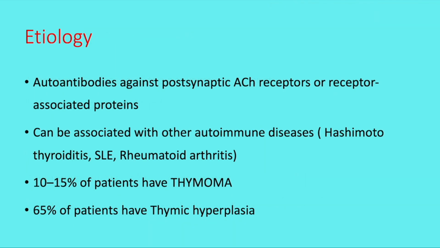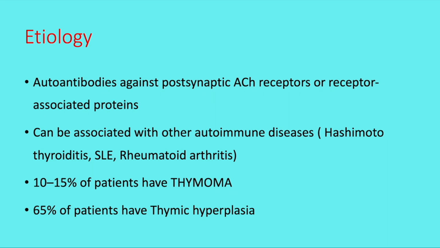Moving on to the etiology. The etiology is that antibodies against postsynaptic acetylcholine receptor-associated protein are produced. It can be associated with other autoimmune diseases such as SLE, systemic lupus erythematosus, as we said in the beginning of the presentation, rheumatoid arthritis, Hashimoto thyroiditis, which is the most common cause of hypothyroidism, and sarcoidosis.